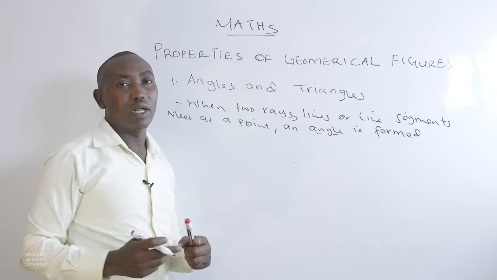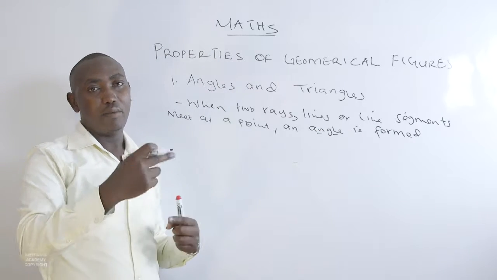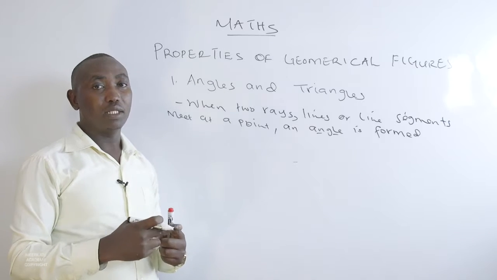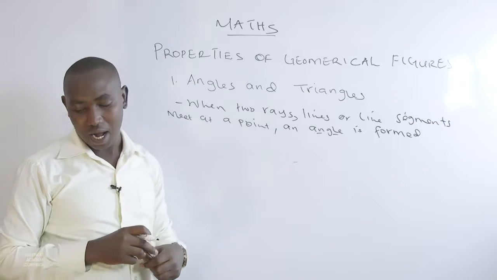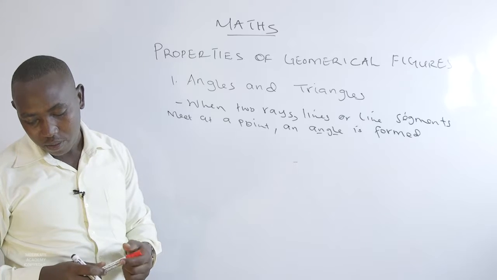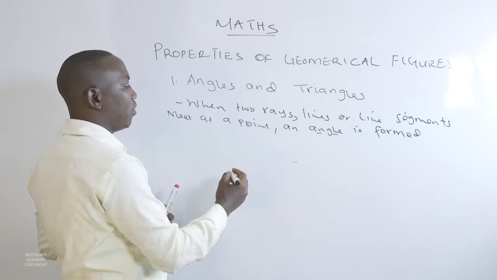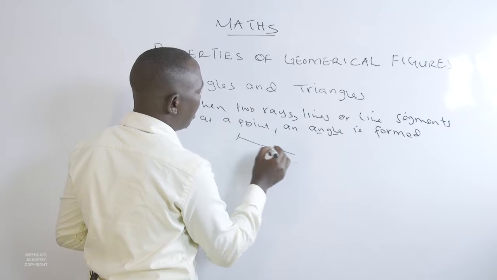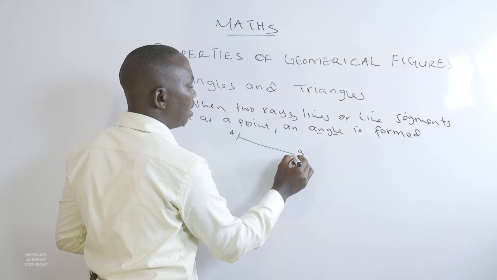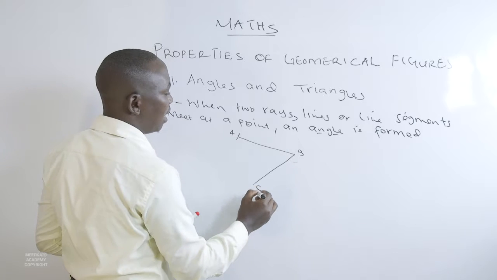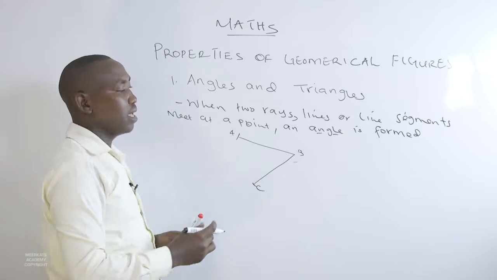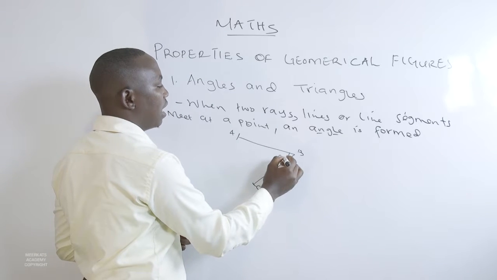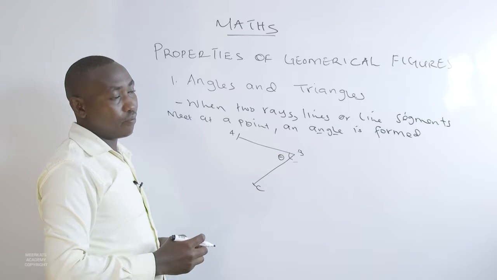That is what I was trying to demonstrate using the two lines, line AB and line CD. When they intersect at a particular point, they form an angle at that point. Now, assuming we had a line AB meeting with another line BC, they will form an angle theta there.